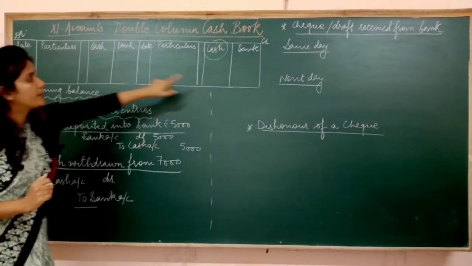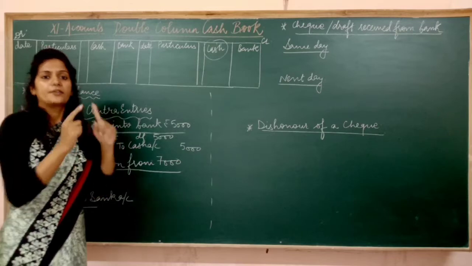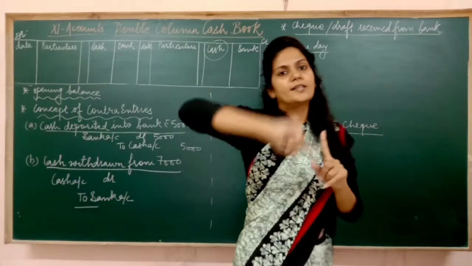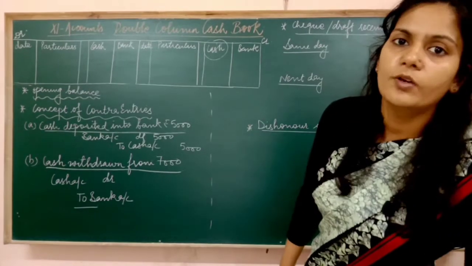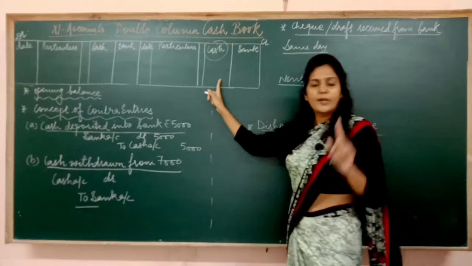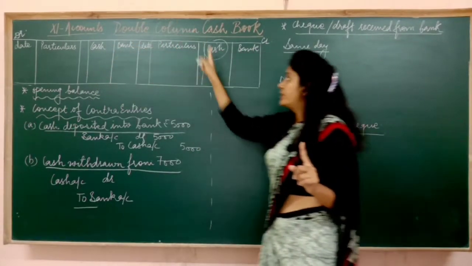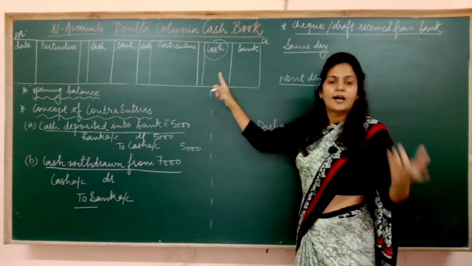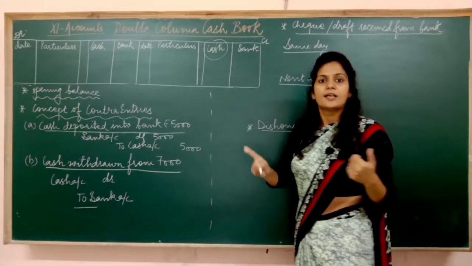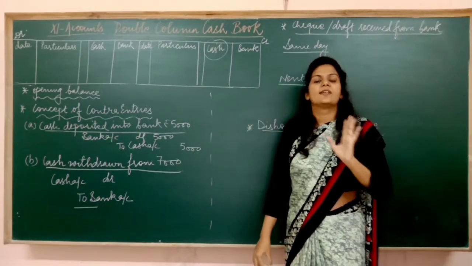But credit side can never be greater than debit side. I told you this thing. Credit side can never be greater than debit side because you can't spend more than what you have. You can't spend more cash than what you have. Debit side shows how much cash came in and credit side shows how much cash went out. Now you can't spend more than the cash you have, right? That's why in case of cash, credit balance will never come.